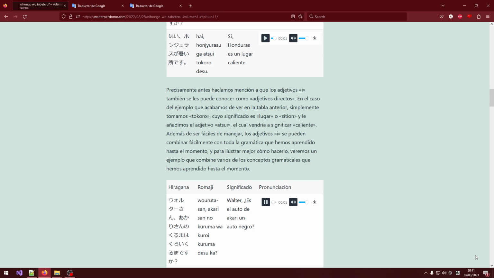What about the rest? Kuroi kuruma. What is kuroi? Kuro is black. So kuruma, car. What if we combine them? Kuroi kuruma, black car. ウォルターさん、あかりさんの車は黒い車ですか？ Walter, Akari-san no kuruma wa, the car of Akari, is it black? Is Akari's car black?